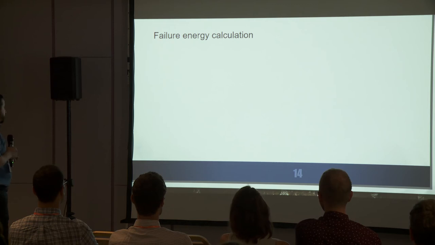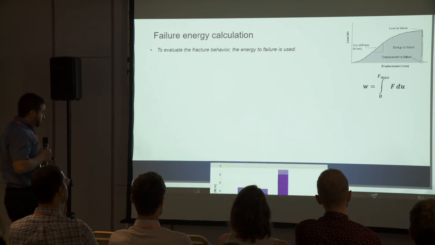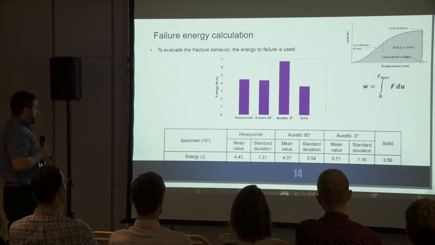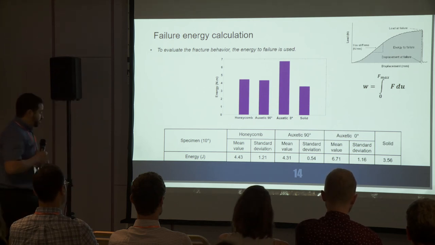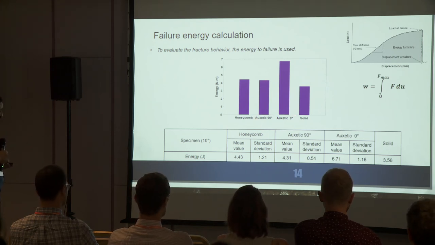So here we calculate the failure energy, which is the area under this curve, calculated by the integral. When we see the results, we see that the auxetic at 0 degree has the highest energy absorption until failure, compared to the solid, which has the lowest energy consumption. And this is a really interesting result. Comparing auxetic 0 degree to auxetic 90 degree, we can see that we have a big difference between both of them.